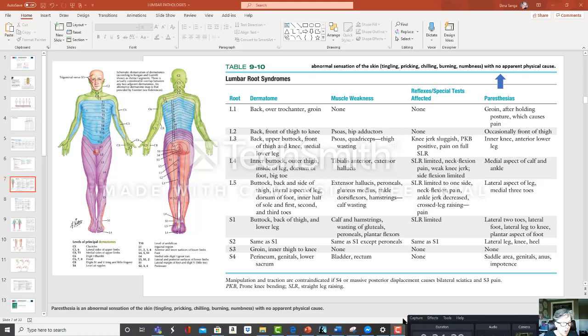S4, perineum, genitals, lower sacrum. Muscle weakness is going to be your bladder and your rectum. No reflex test. The paresthesia is going to be the saddle area, genitals, anus, and impotence. Not good.